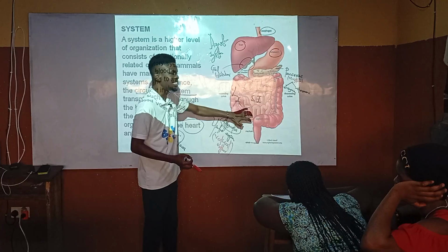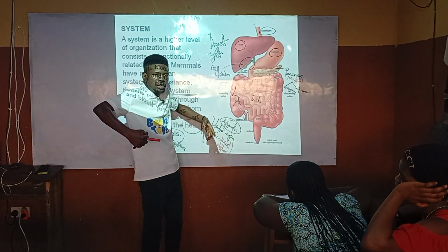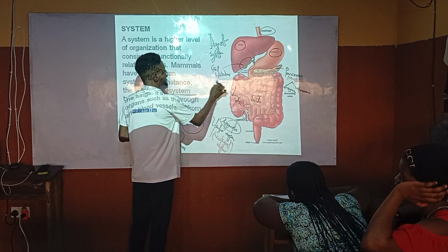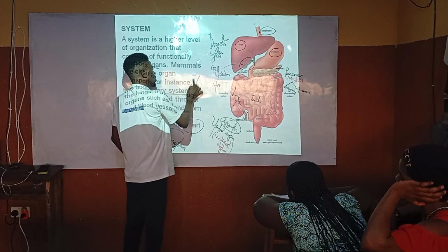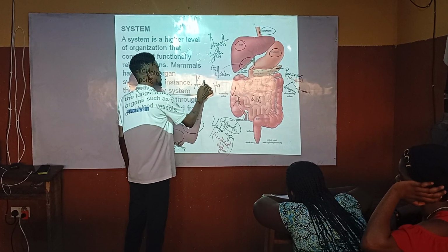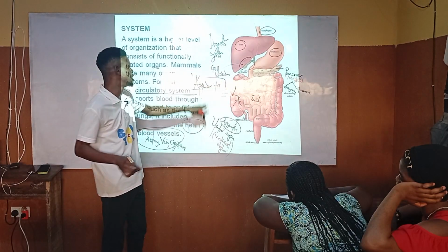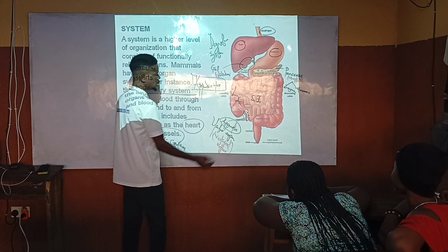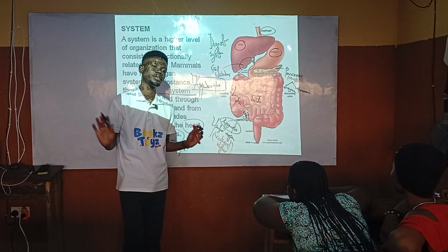Once the appendix becomes filled with dirt, it becomes swollen. The word for swelling in biology is what? Itis. So when the appendix becomes swollen, we call it appendicitis. So the disease condition is called appendicitis. What they do is carry out surgery where they cut it away. Once they cut it off, you don't have the problem again.